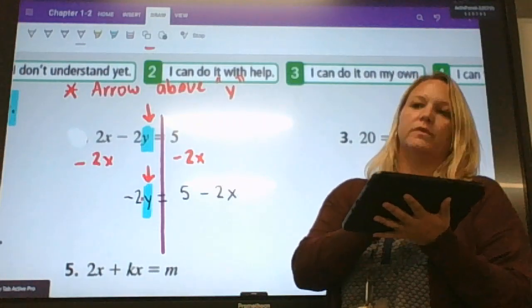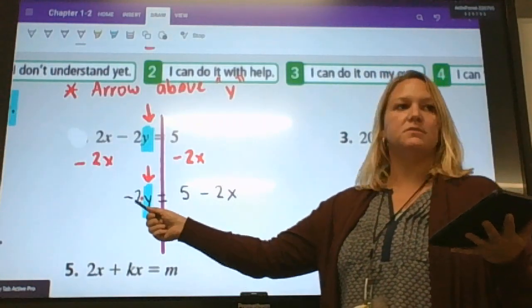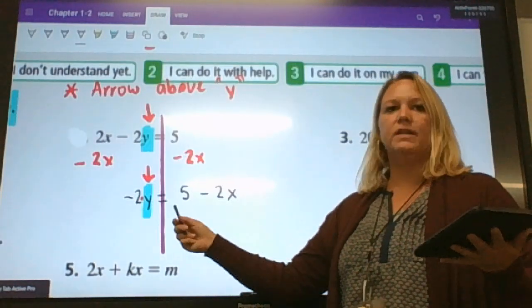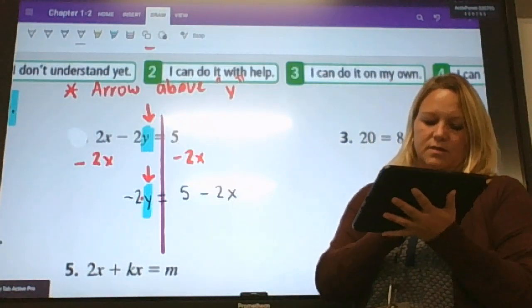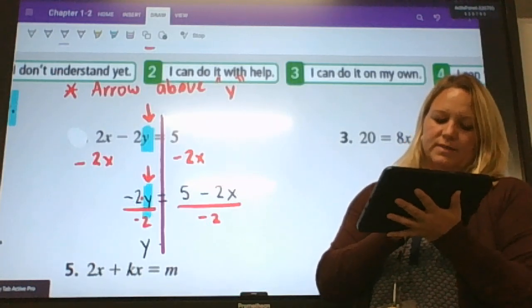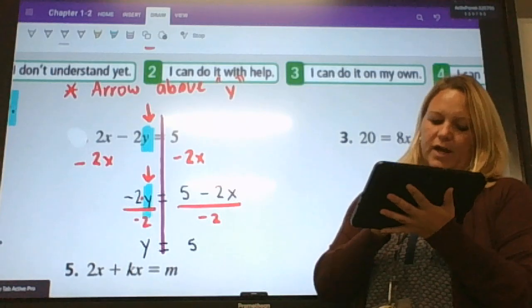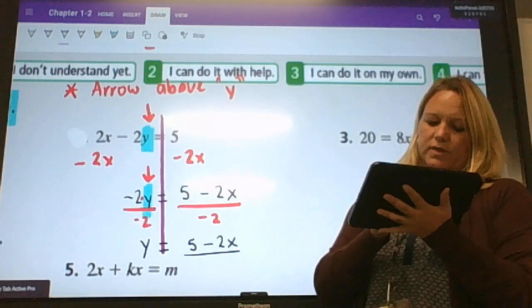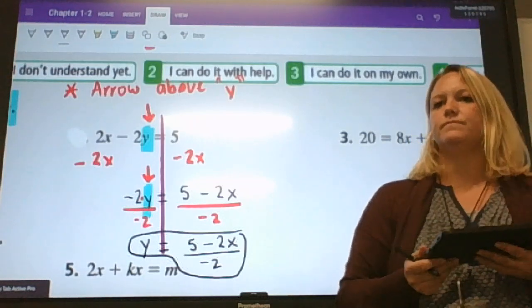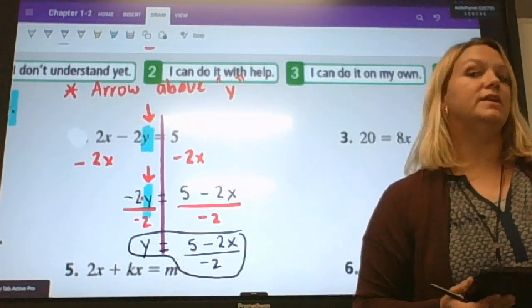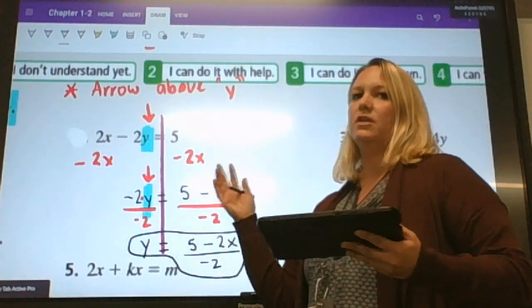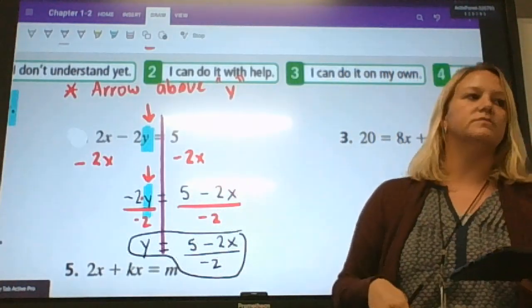I still see my y. It's right here. How do I get rid of the negative 2 next to the y? If I was really trying to solve it, yes. But I'm just trying to rearrange it. This is multiplication. This is negative 2 times y. So what I'm going to do, I'm going to divide negative 2 to cancel it. And now here's y by itself. And I have 5 minus 2x over negative 2. Box it. It's done. We're rearranging. We're not solving. When there's more than one letter, you can't solve. You're only moving.